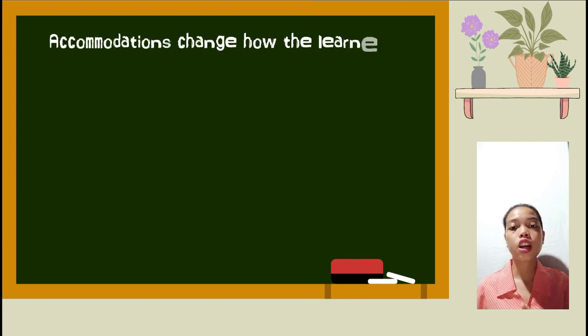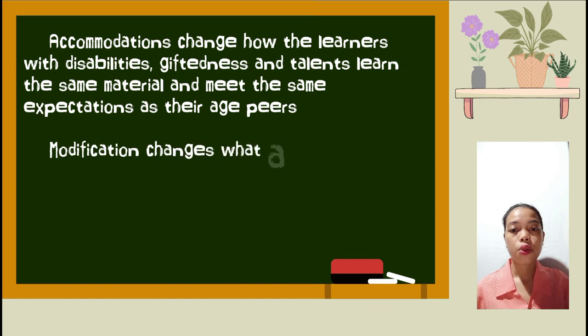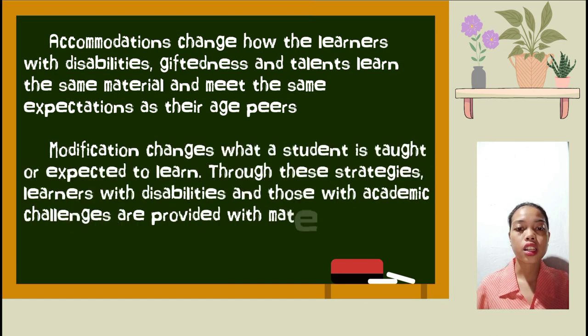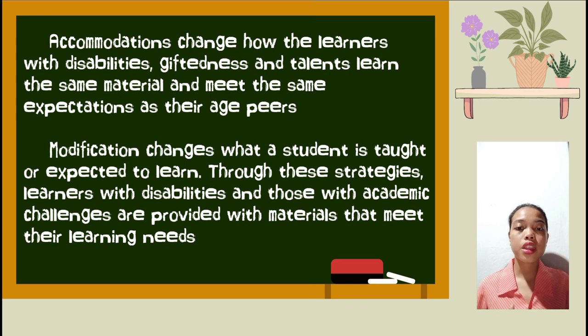In making education inclusive, teachers use both accommodation and modification strategies in teaching. Accommodation changes how learners with disabilities, giftedness, and talents learn the same material and meet the same expectations as their age peers, while modification changes what a student is taught or expected to learn. Through these strategies, learners with disabilities and those with academic challenges are provided with materials that meet their learning needs.